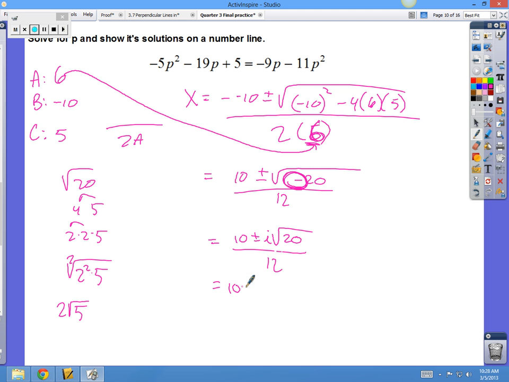So you're going to have 10 plus or minus 2i times the square root of 5 all divided by 12. Okay, now simplify the fraction. 10, 2, and 12, you can divide them all by 2. So your final answer is going to be 5 plus or minus 1i times the square root of 5 over 6.